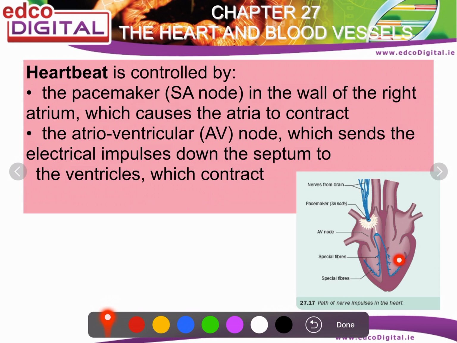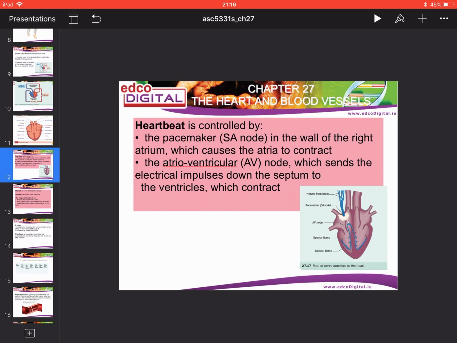squeezing the blood out of the right ventricle up the pulmonary artery, and from the left ventricle up here through the aorta up to the rest of the body. Alright, so that's how blood flows around.